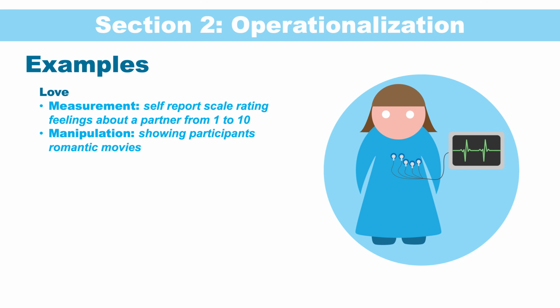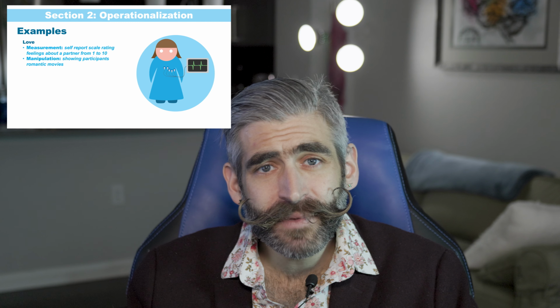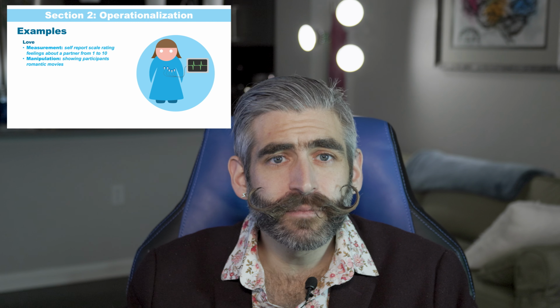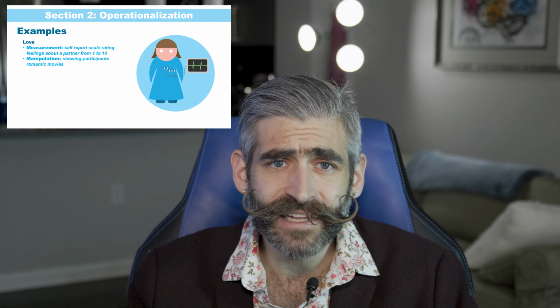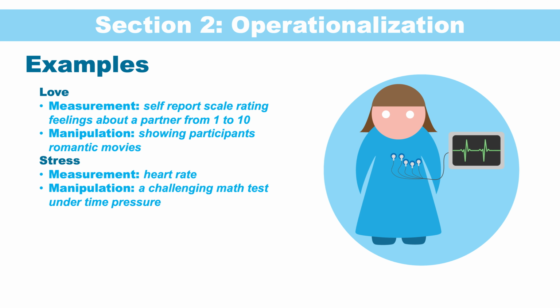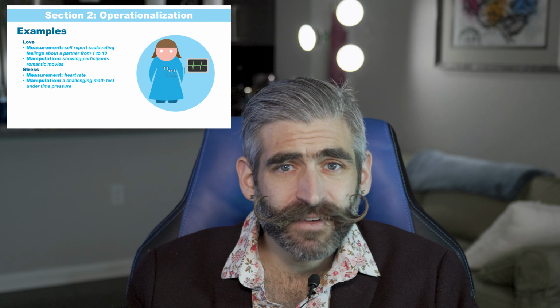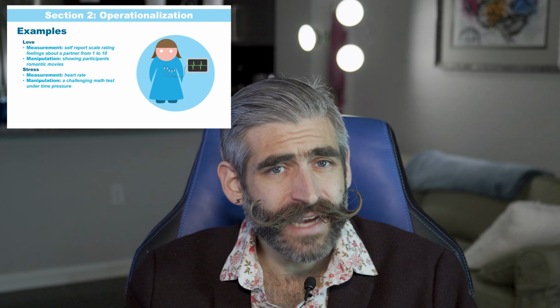Let's take a look at some examples about how we might operationalize certain abstract concepts, starting with our love example. One way that you could measure it could potentially be a self-report scale where participants rate their feelings for a partner on a scale from 1 to 10. It could be manipulated by showing participants romantic movies that try to evoke feelings of love. With stress, you could measure it by checking heart rate or potentially cortisol levels. It could be manipulated by giving participants a challenging math task under time pressure.